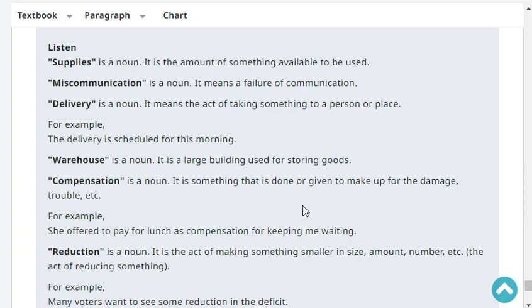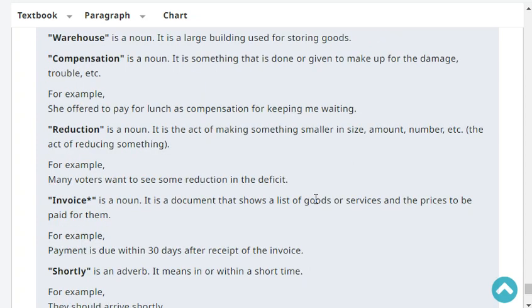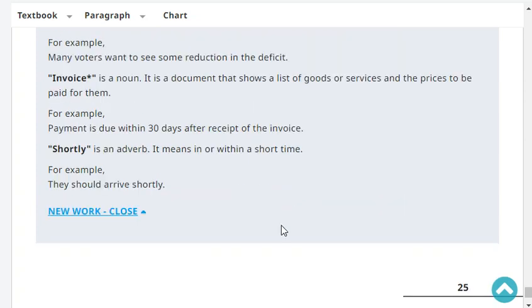Warehouse is a noun. It is a large building used for storing goods and stocks. Compensation is a noun. It is something that is done or given to make up for damage, trouble, etc. For example, she offered to pay for lunch as compensation for keeping me waiting. Reduction is a noun. It is the act of making something smaller in size, amount, number, etc. For example, many voters want to see some reduction in the deficit.